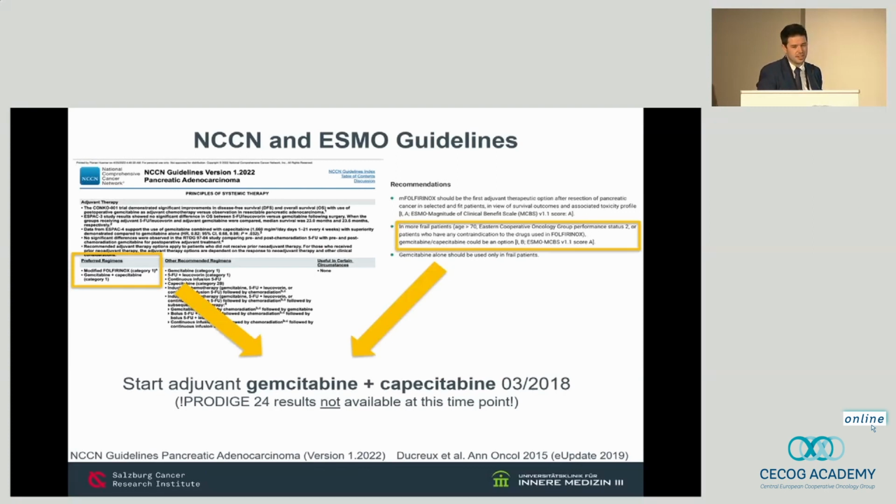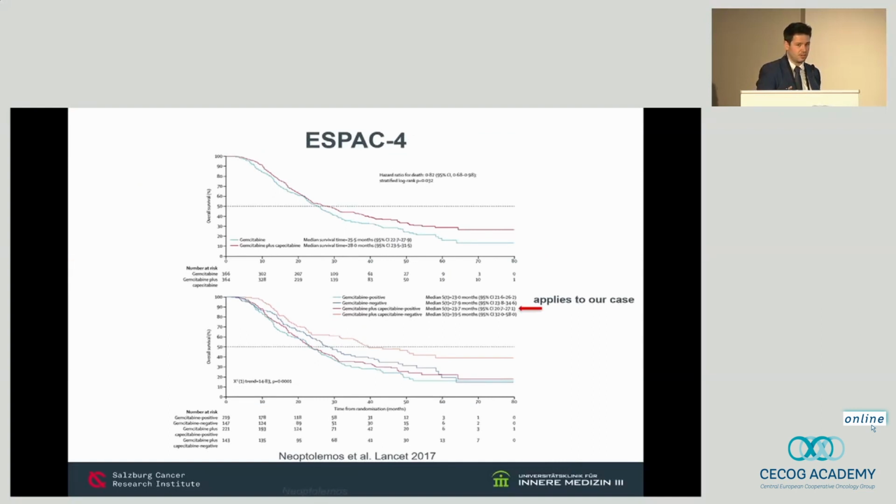we recommended the patient to start capecitabine with gemcitabine for 6 months, analogous to the ESPAC-4 trial that you all know. In the ESPAC-4 trial, gemcitabine plus capecitabine proved superior in terms of overall survival in comparison to gemcitabine alone, the former standard of care. And if we take a closer look at the Kaplan-Meier curves below, which take into account the treatment protocol as well as the resection margin, we see that gemcitabine plus capecitabine, the experimental arm, does not show a clear benefit in this case where the resection margin was positive compared with gemcitabine alone, here shown in blue.